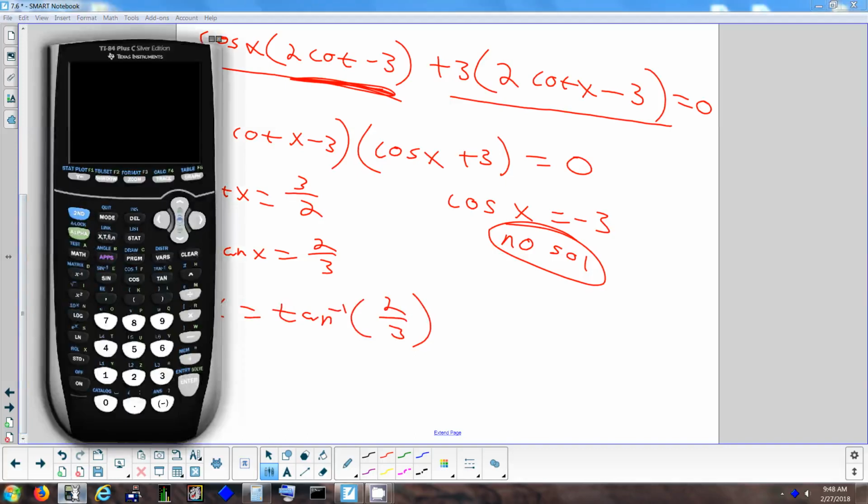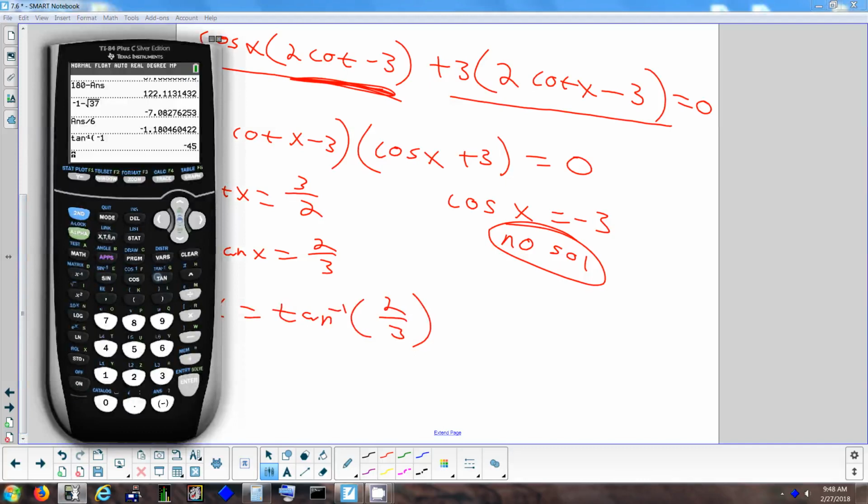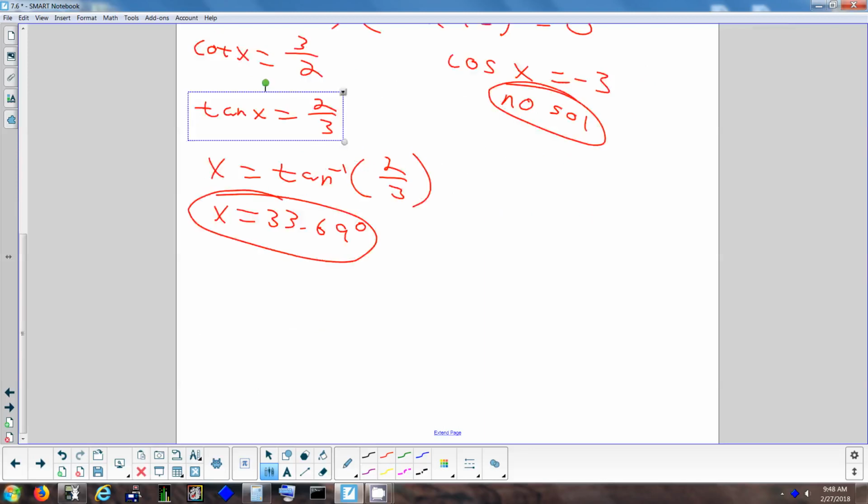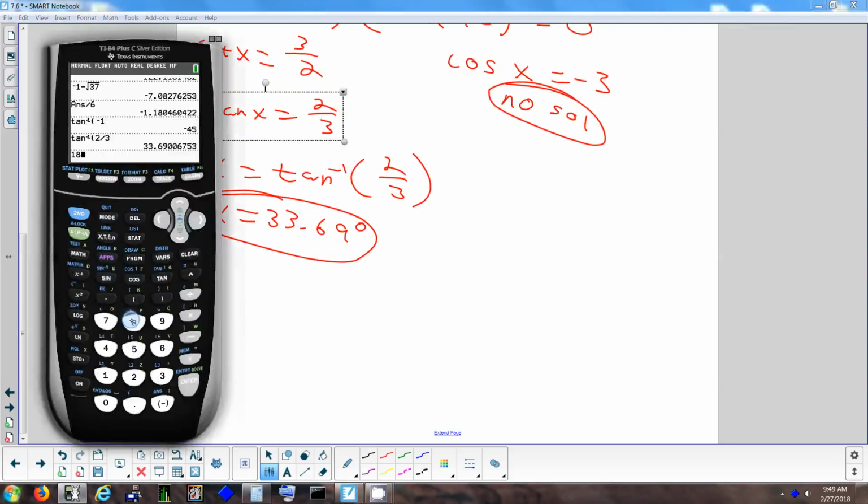Okay, so now let's see what we got. So second inverse tangent of 2/3. The first answer should be between 0 and 90, and it is. So that's the quadrant 1 answer, 33.69. And what other quadrant is tangent equal to a positive in? Yep. 3. So now I'm thinking 180 plus 33.69.